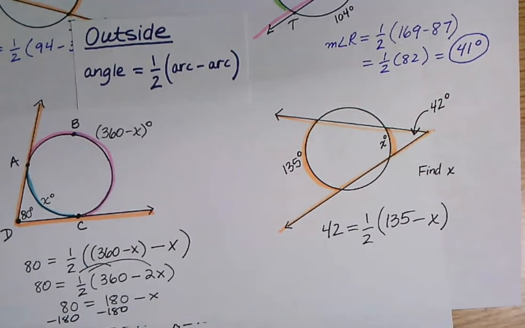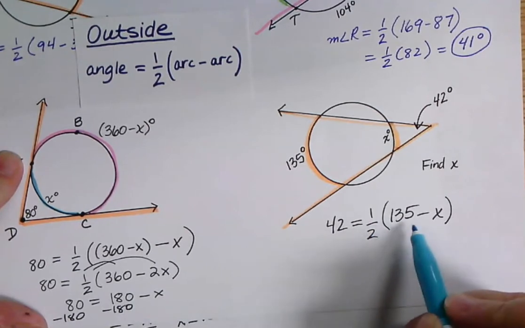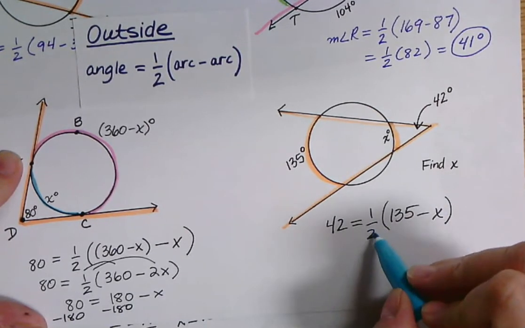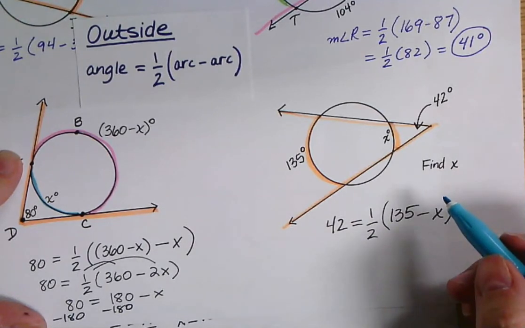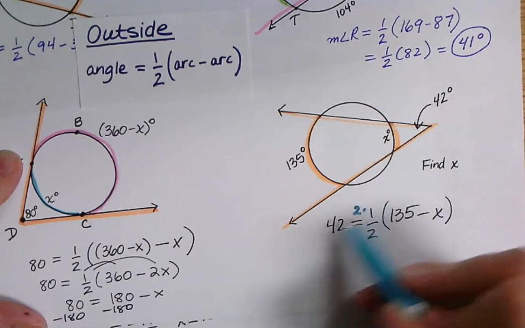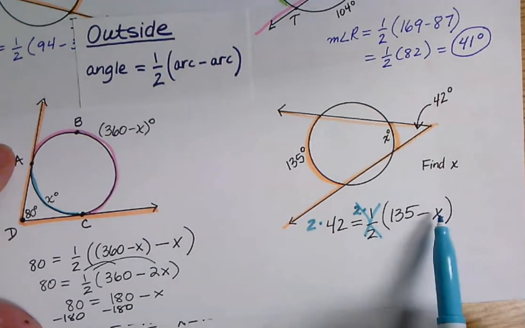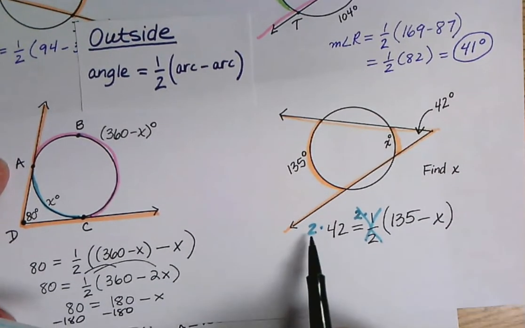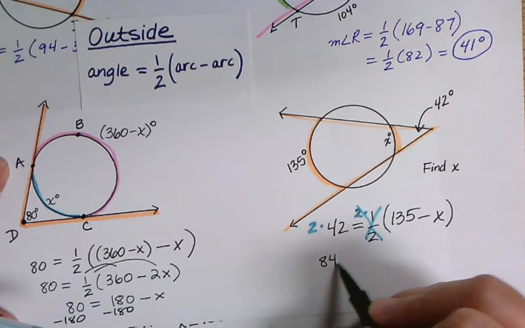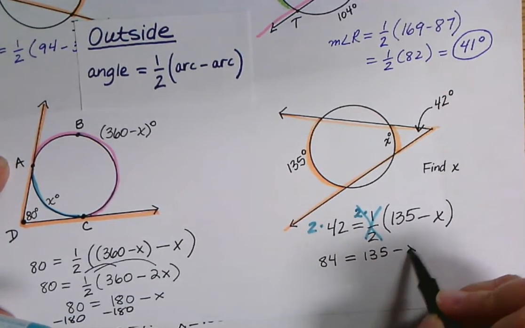When it's like this and I have a number out front, I could get rid of this number out front and not have to impact this at all by multiplying both sides by the reciprocal of my fraction, meaning flip 1/2 over and you get 2. If I multiply both sides by 2, then the 2 times the 1/2 just turns into a 1. And it doesn't even affect at all what's inside there. It's pretty cool. And over here we've got 2 times 42, that's 84. And over here, this is gone now, and I just have 135 minus x.